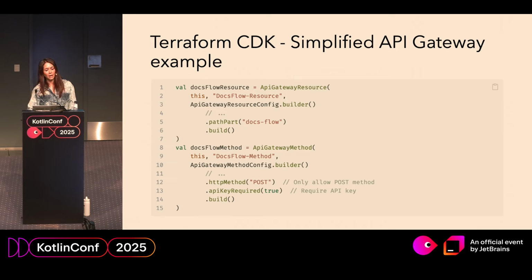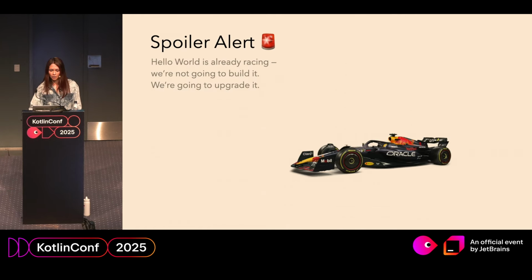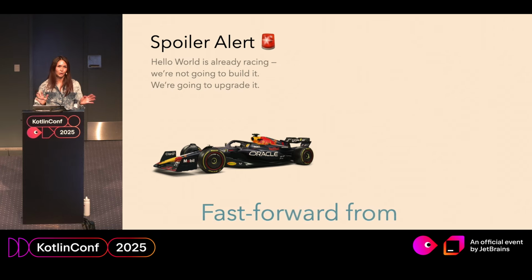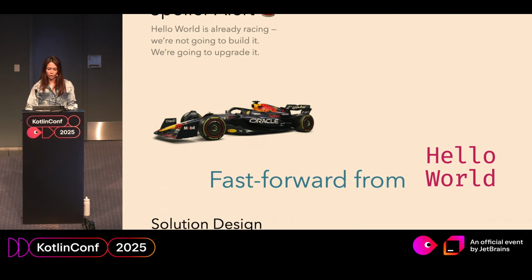The trigger in AWS is going to be defined as an API Gateway. So here I've got a docsflow path. I'm accepting post requests and also have a simple API key as authentication. But we're not going to build Hello World because anyone can deploy Hello World on multiple cloud providers. We're going to build a real application. So let's have a look at what we're going to build.